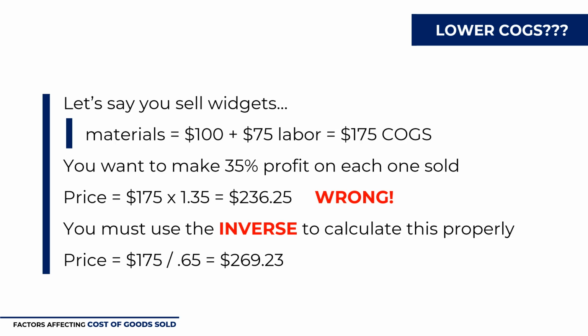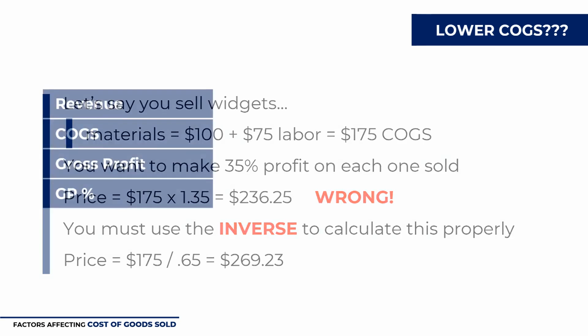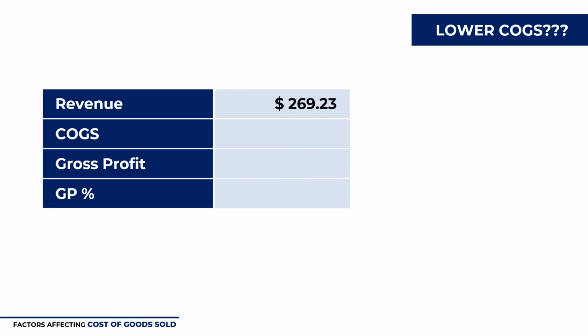Now, is that the right number? Well, let's plug it into our P&L and find out. Our new price of $269.23 is the revenue each widget will generate. And of course, it still costs us $175 to build each one, so that remains our COGS. We subtract our COGS from our revenue, and we get our new gross profit of $94.23.